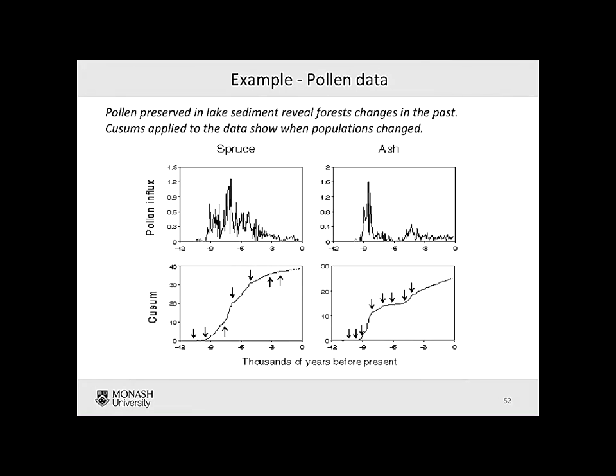For example, this is pollen preserved in lake sediment, and it reveals forest changes in the past. The custom cumulative sum of squares is applied to the data, and we can see this changing over time. We have these little points here where we can see the data is changing, a real indication that there are some distinct changes in the data.